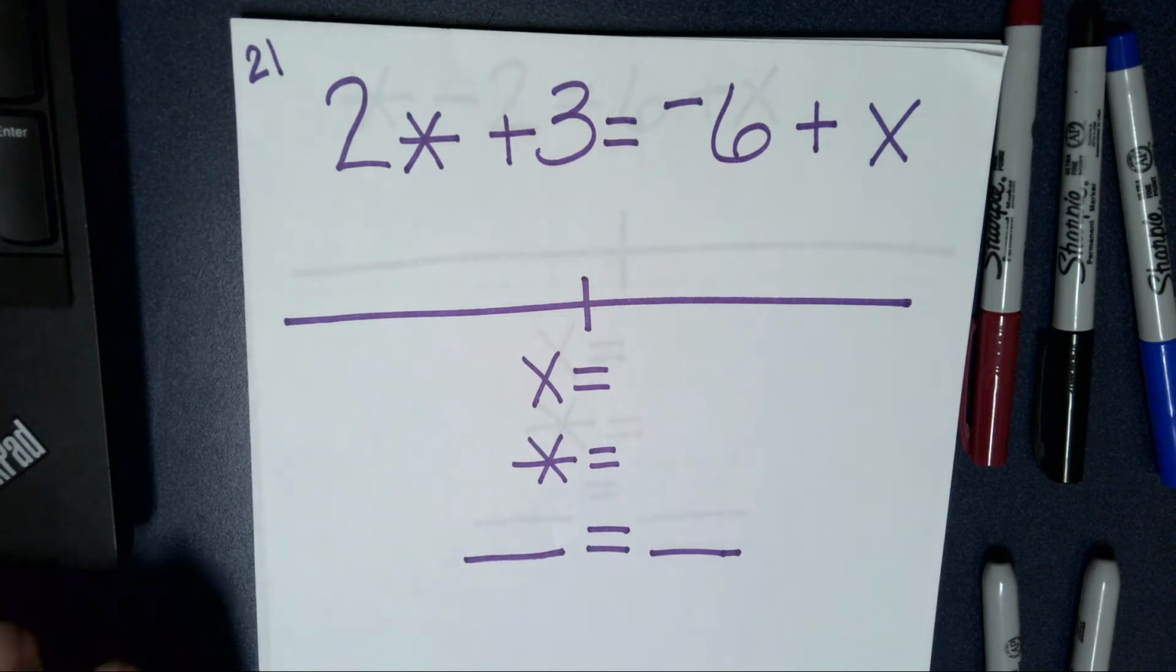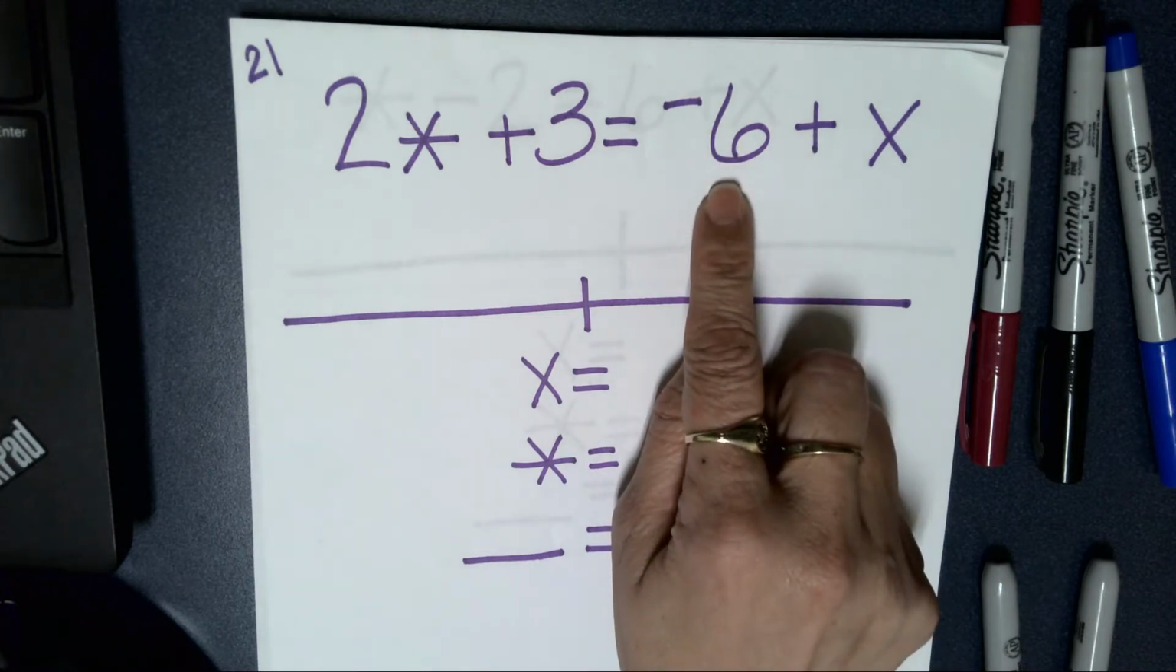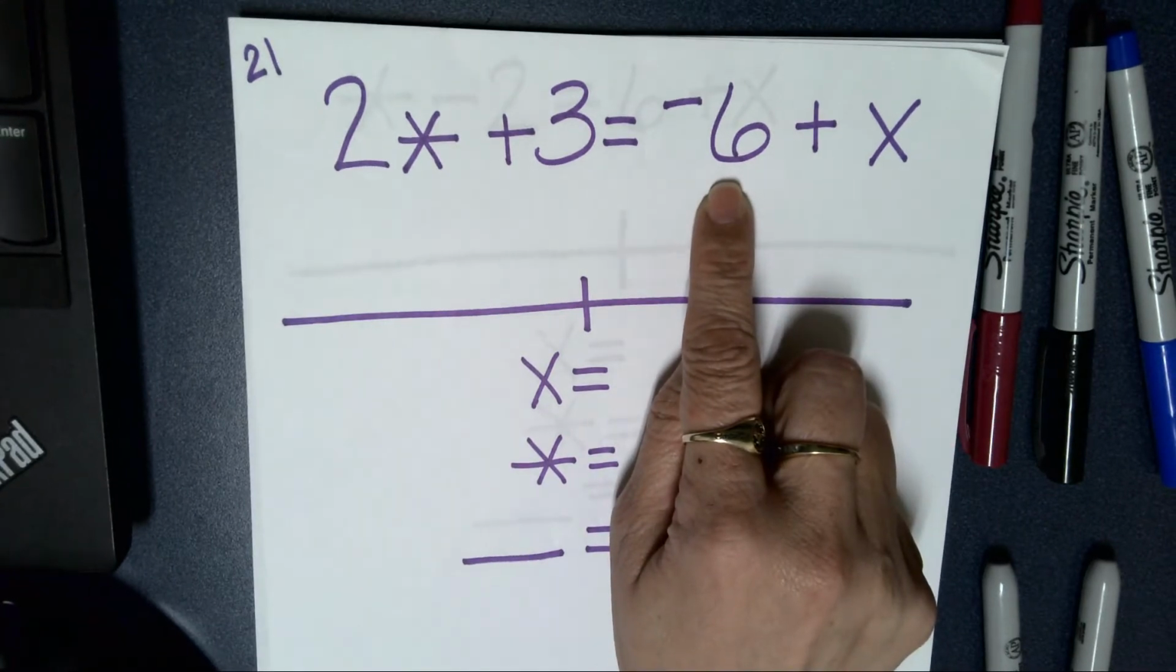Welcome to lesson 21 of Hands-On Equations. We are going to be looking at solving equations with stars and pawns on each side of the equation, as well as positive and negative numbers. Remember, when we see a negative number, we think of that as the opposite of a number. So in this case, this number is the opposite of 6.